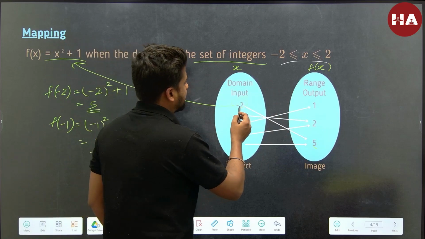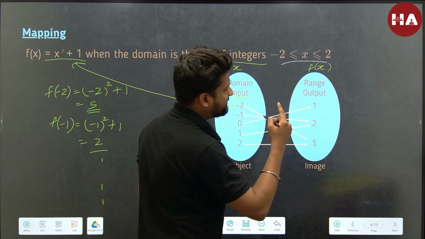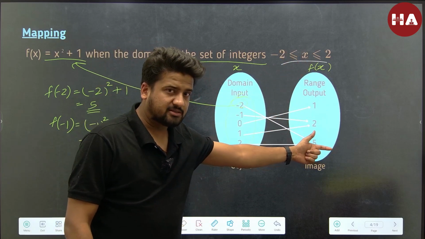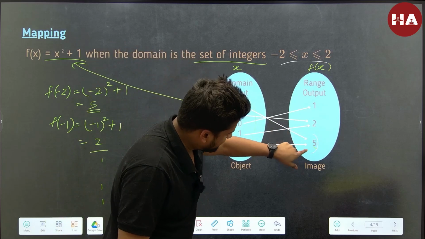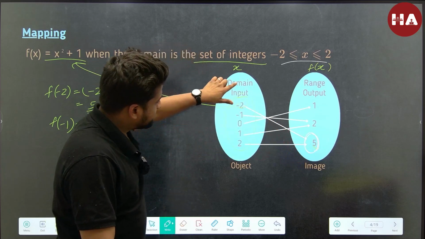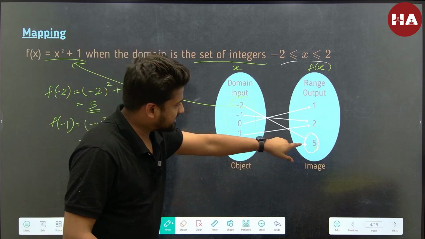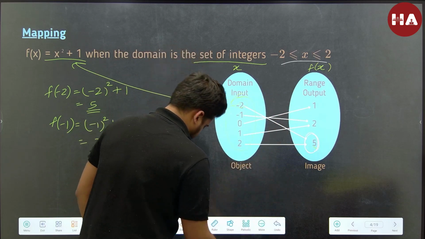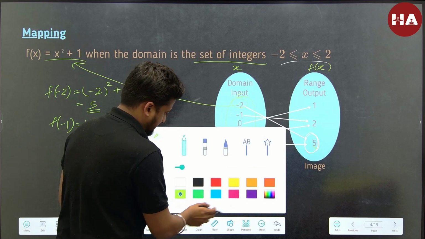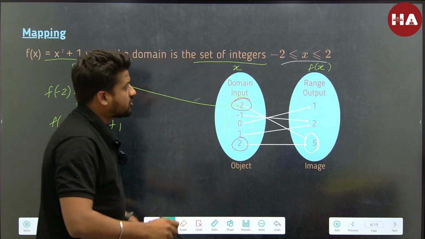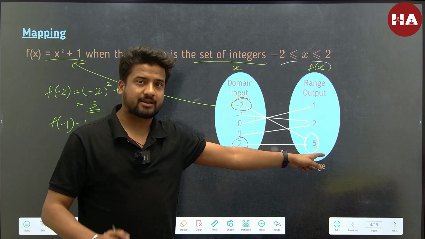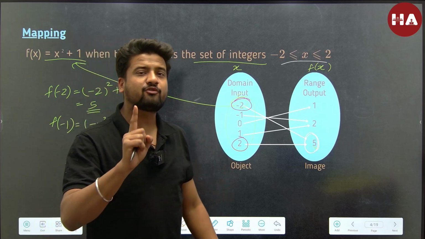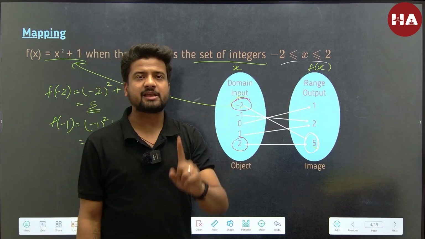Now notice that every input value has only one output. But the same is not true the other way around: one image can have two separate inputs. For example, 5, that is the output, has two different inputs, that is -2 and 2. For both of these inputs I am getting the same output. But my definition for a function was that every input should have only one output, and that is still true.